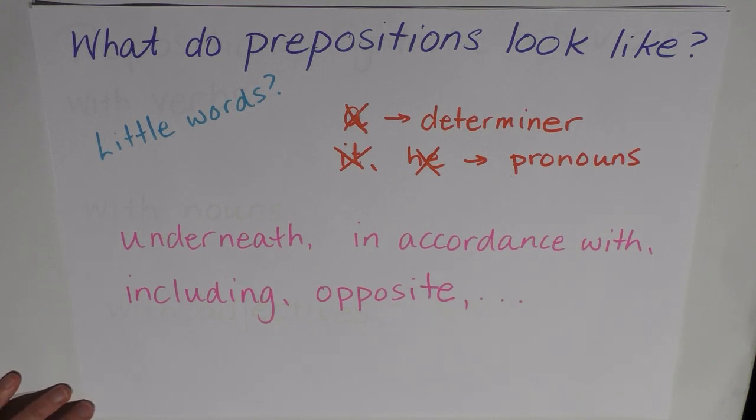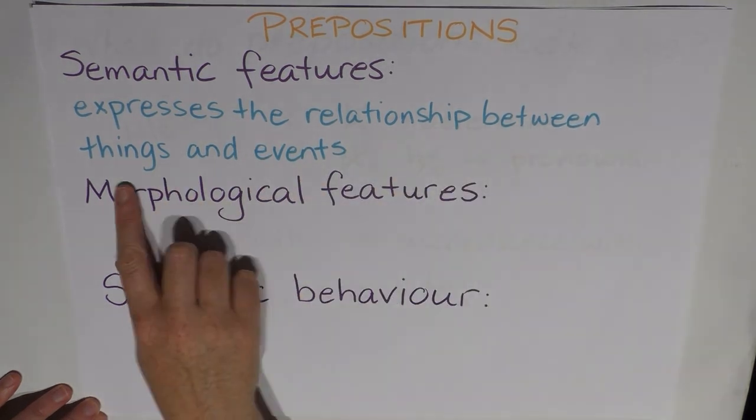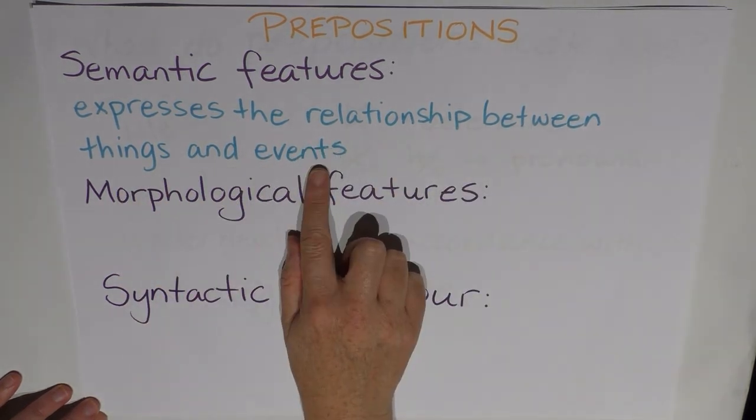In order to absolutely define what is a preposition, we do need to go back to these properties that we're always talking about, the semantic features, the morphological features, and the syntactic features. So let's bring back the semantic features here, and we've said that it expresses the relationship between things and events. So regardless of whether they're short words or long words, it must do that.